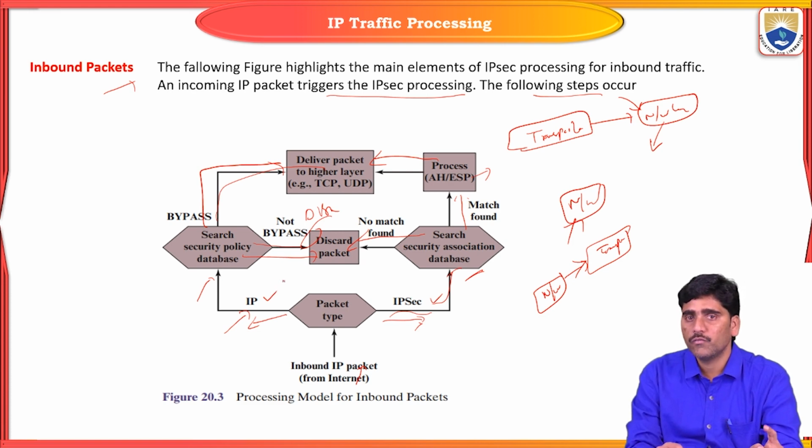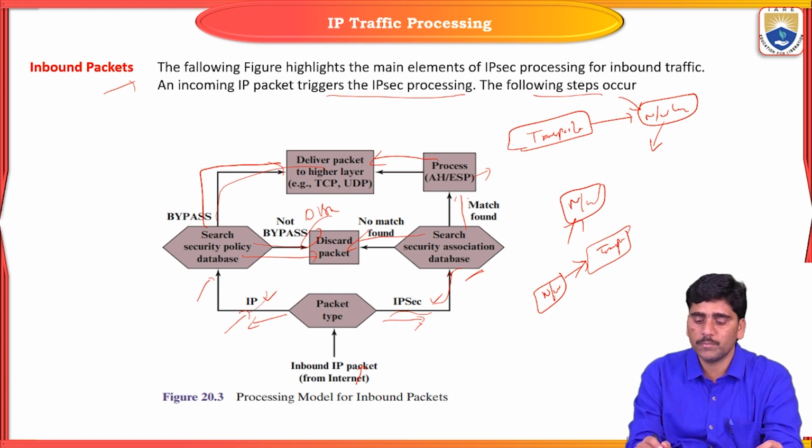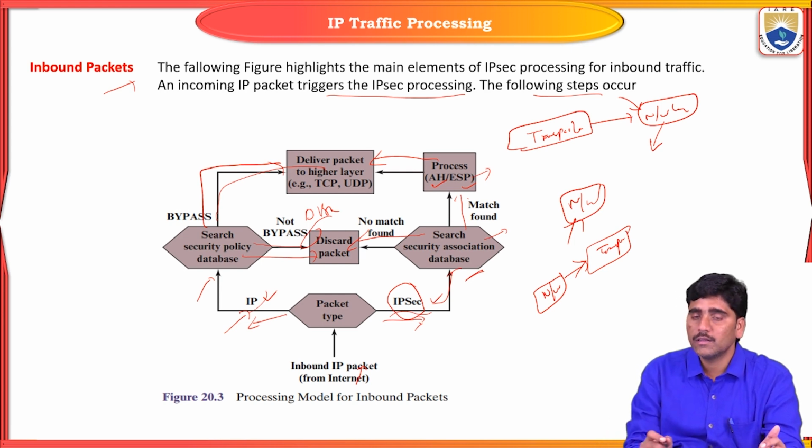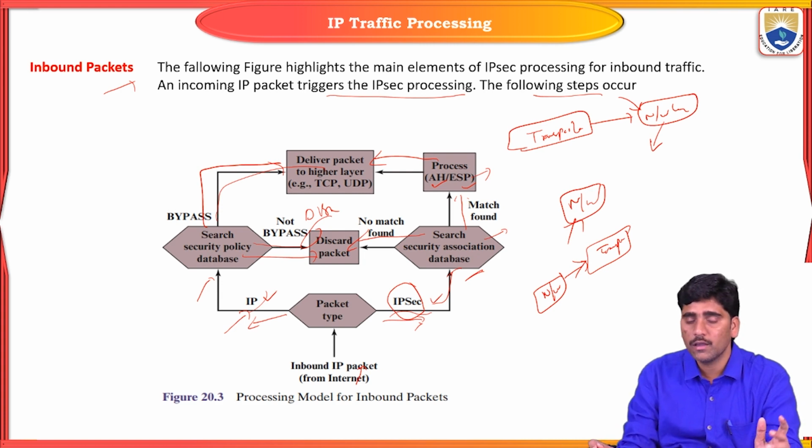Here we have to understand that the IP packet is not going to be processed by both the authentication header and the ESP, but an IP secure packet must be processed by both the authentication header as well as the encapsulating security payload. Matching found or not found is with the concept of searching the security association database. If a match is found in the association database, then it has to be processed with the authentication header or encapsulating security payload. If the match is not found, then the packet has to be discarded.